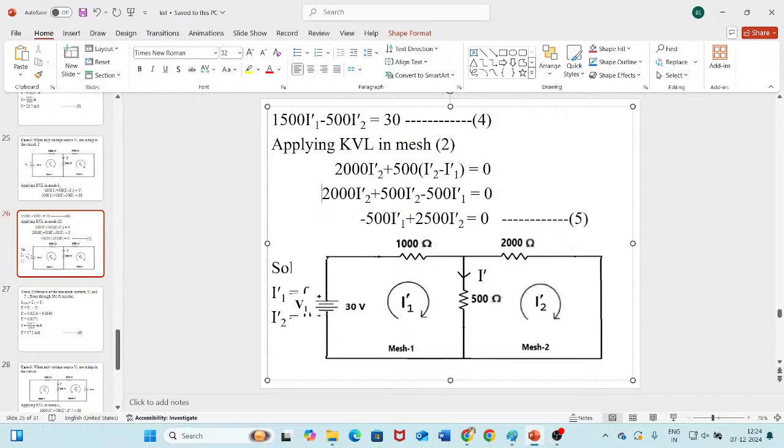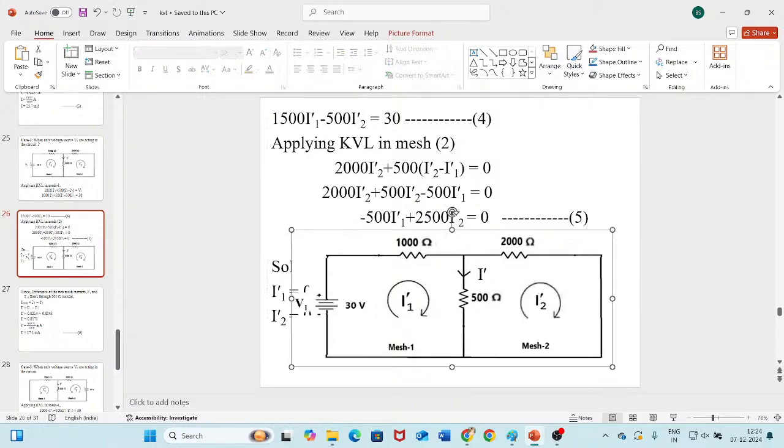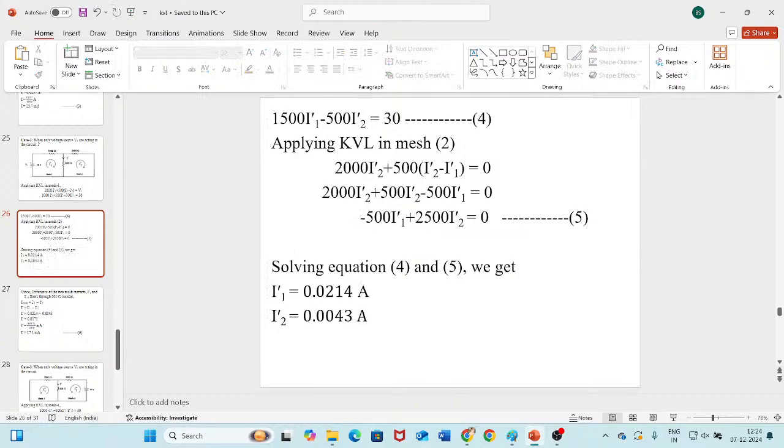This is it. Applying KVL in mesh 2: 2000 I2 dash plus 500 I2 dash minus I1 dash equal to 0. Just expand this expression: 500 I2 dash minus 500 I1 dash. So 2000 I2 dash plus 500 I2 dash minus 500 I1 dash. You just add these two: 2500 I2 dash minus 500 I1 dash.